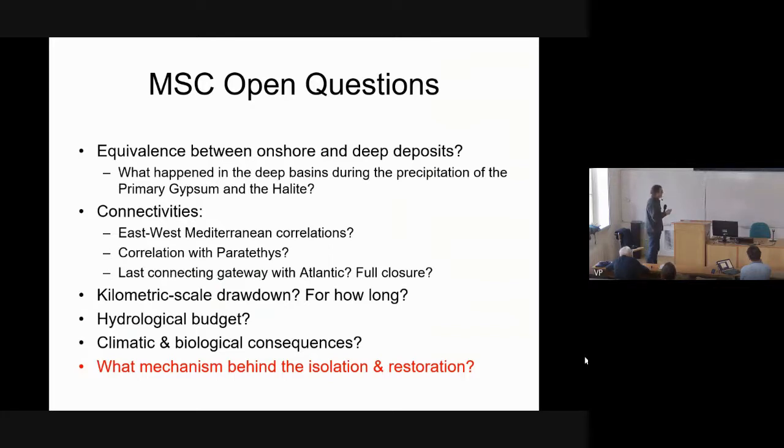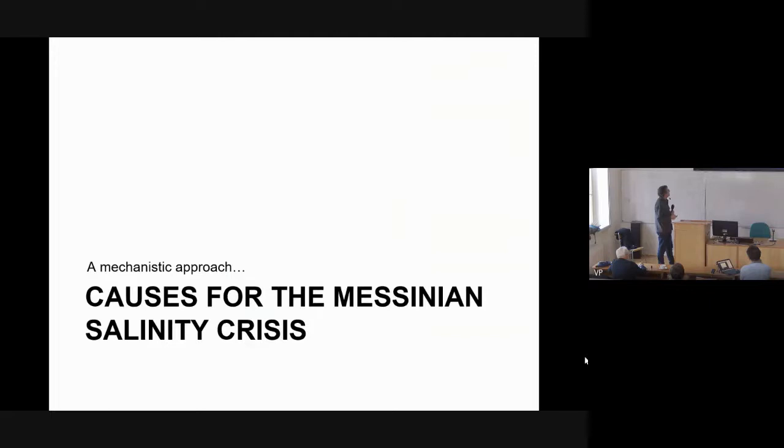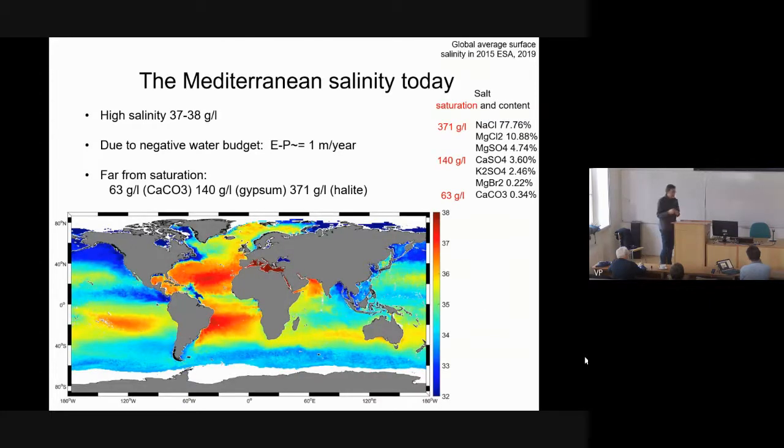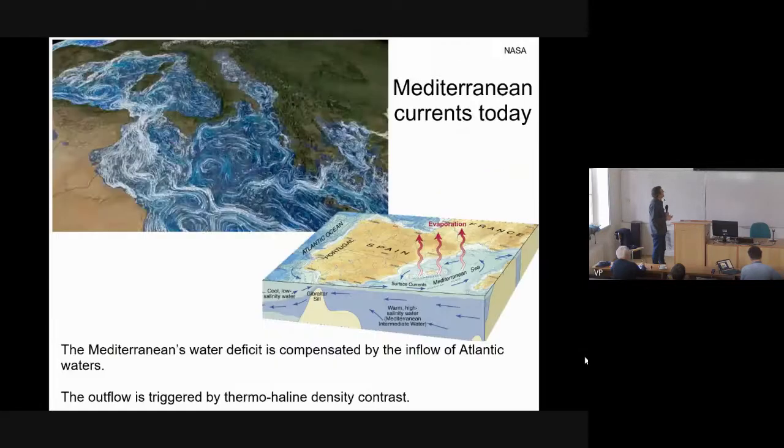There are many open questions about the Messinian, but I don't have time to go through all of them. I will concentrate on the last one, as I said. What are the mechanisms responsible for this isolation of the Mediterranean and the later restoration of normal marine conditions, because everything ends pretty sharply? All right, so about the mechanisms, what could cause this isolation? Clearly, the Mediterranean is a high salinity sea today, but this salinity is not even close to precipitation of any salt contained in the sea.